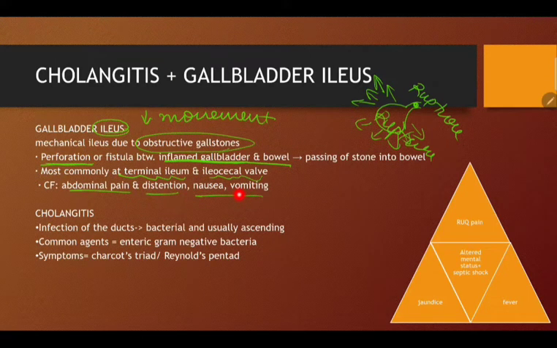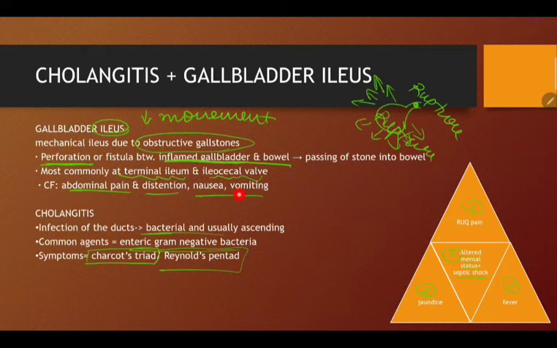Again, infection of the ducts, usually bacterial, the enteric gram-negative bacteria, like E. coli, Klebsiella, etc. The symptoms for this one specifically are present as Charcot's triad, worst case scenario, Reynolds pentad. This is my version of it. I have written it as a triangle because of Charcot's triad. So the first one would be right upper quadrant pain, obstructive jaundice, and fever. If it gets too bad, Reynolds pentad, I will also have altered mental status and a septic shock.